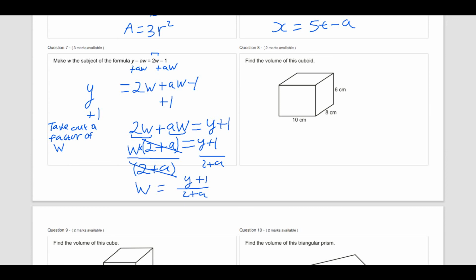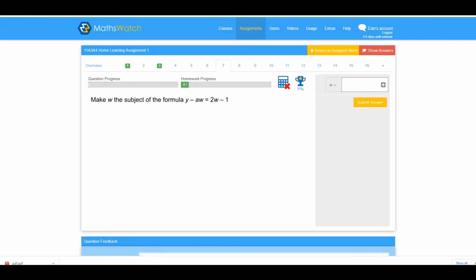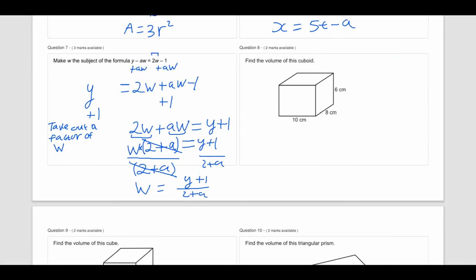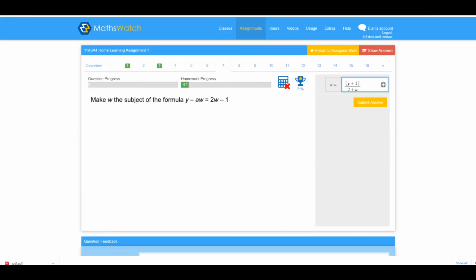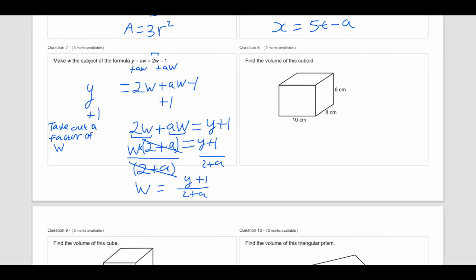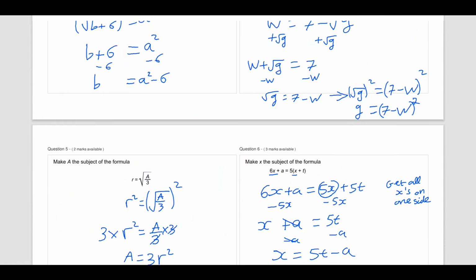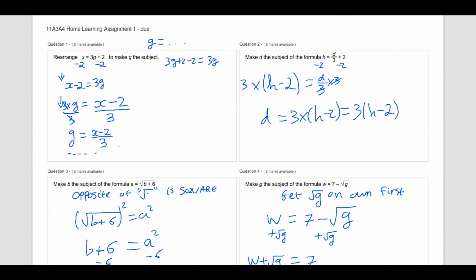And to just show you how I put that in on MathsWatch, go to question 7, I would say I've got bracket y plus 1 slash or over 2 plus a. And don't submit your answer until you're happy with the form that MathsWatch has put it in as, sorry. Right, I'm happy with that. That's done. So that basically concludes the rearranging formulae questions on the MathsWatch assignment.